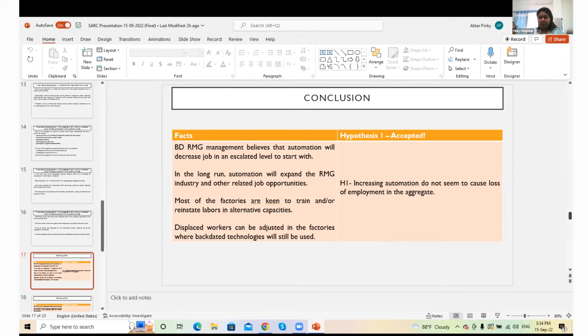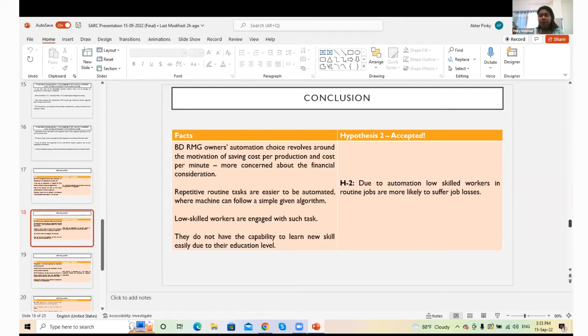Here comes my conclusion part. My first hypothesis was that increasing automation does not seem to cause loss of employment in the aggregate. The facts are Bangladeshi RMG management believes that automation will decrease jobs at an escalated level to start with. In the long run, automation will expand the RMG industry and other related job opportunities. Most of the factories are keen to train or reinstate laborers in alternative capacities, and displaced workers can be adjusted in the factories where backdated technologies will still be used. So I can say that my first hypothesis is accepted.